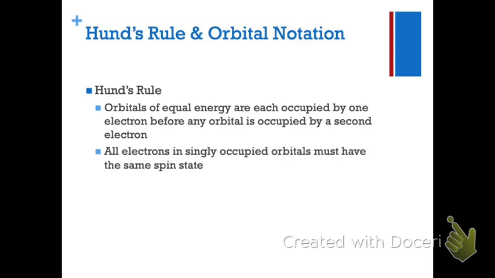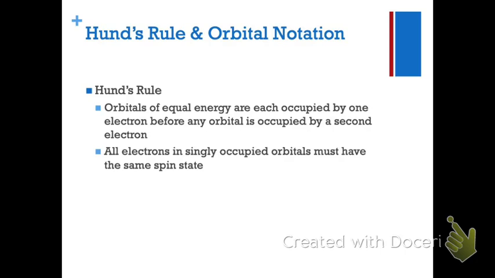All right. Any electrons occupying a singly occupied orbital have to have the same spin state. When two electrons are found in an orbital, because an orbital is allowed a maximum of 2 electrons, one of them has to be spinning in the positive direction and the other in the negative direction. We represent that with one arrow pointing upward, one arrow pointing downward. That represents the spin states of the electrons.